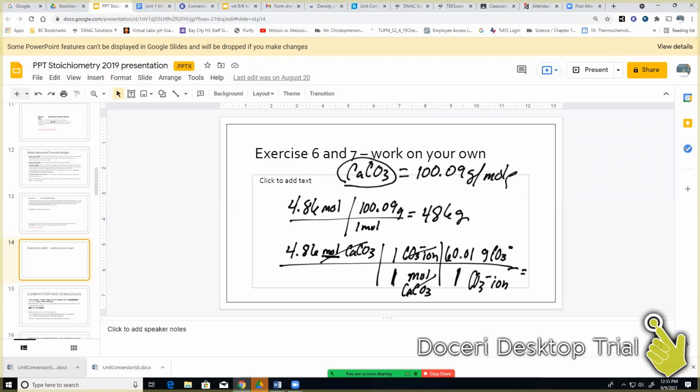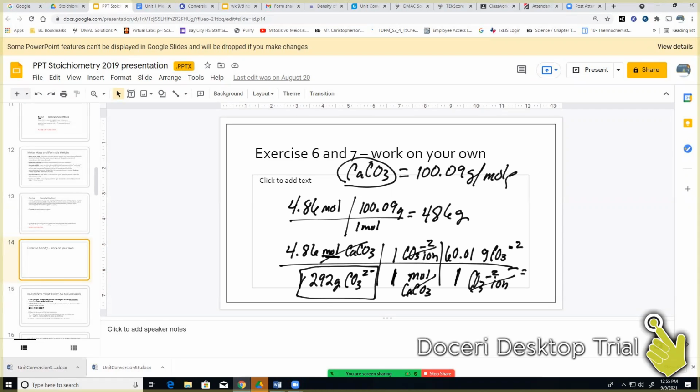So my units cancel, and then I would just multiply across. And there's only 1s down here to divide it with. So that's where I got my 292 grams of my carbonate ion.